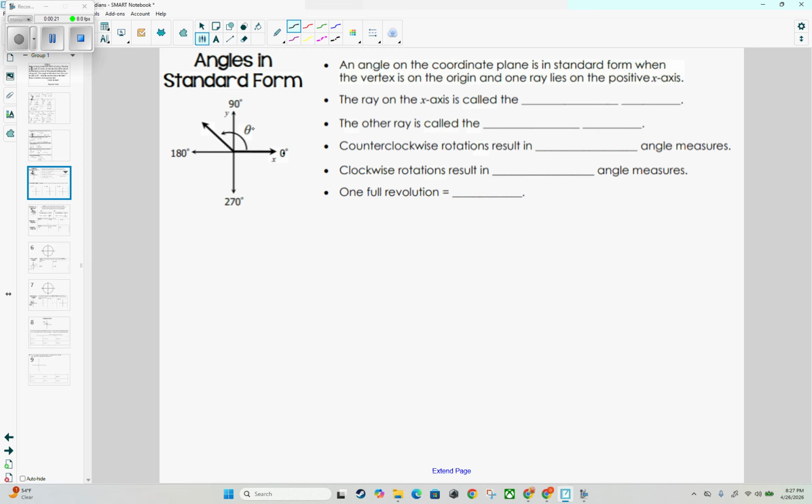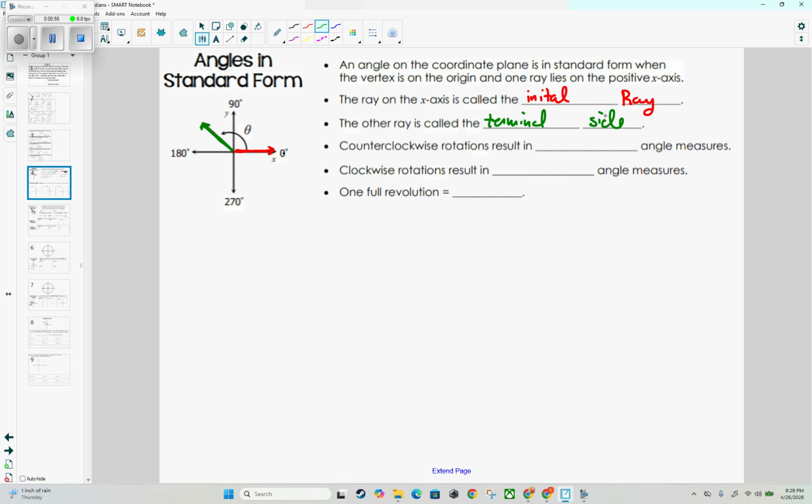So just a couple things to know. The ray that is actually on the x-axis, whatever side of my angle is on the x-axis, that side is called the initial ray. Sorry about my spelling. And then the other side, the side that creates this angle right here, is called the terminal side. So the side that's sticking out is our terminal side.